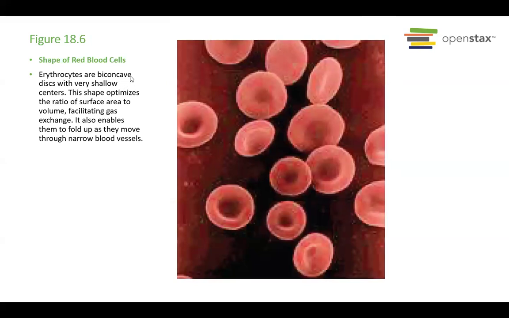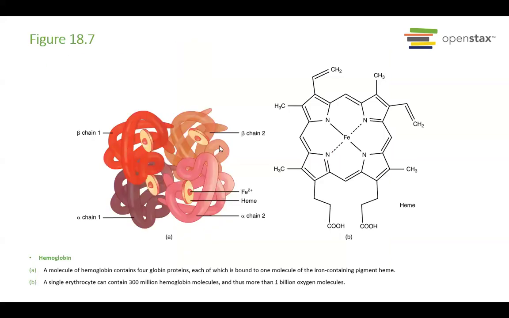Okay, we talked about being biconcave. Why do they call it biconcave? They are depressed on both sides, so they look like a biconcave, discoidal shape. This shape optimizes the ratio of the surface area to the volume, so it facilitates gas exchange. It also enables them to fold up as they move through the narrow blood vessels.